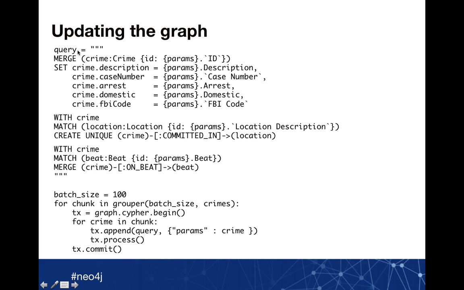So all we're doing is processing a list of crimes. It's not that interesting how it's generated. We're going to group those by hundreds, so 100 crimes at a time. I'm going to create my transaction here, go through the chunk, append, and then send across. So you can send across the Cypher queries. Those are up here, and they'll start running when you send them.